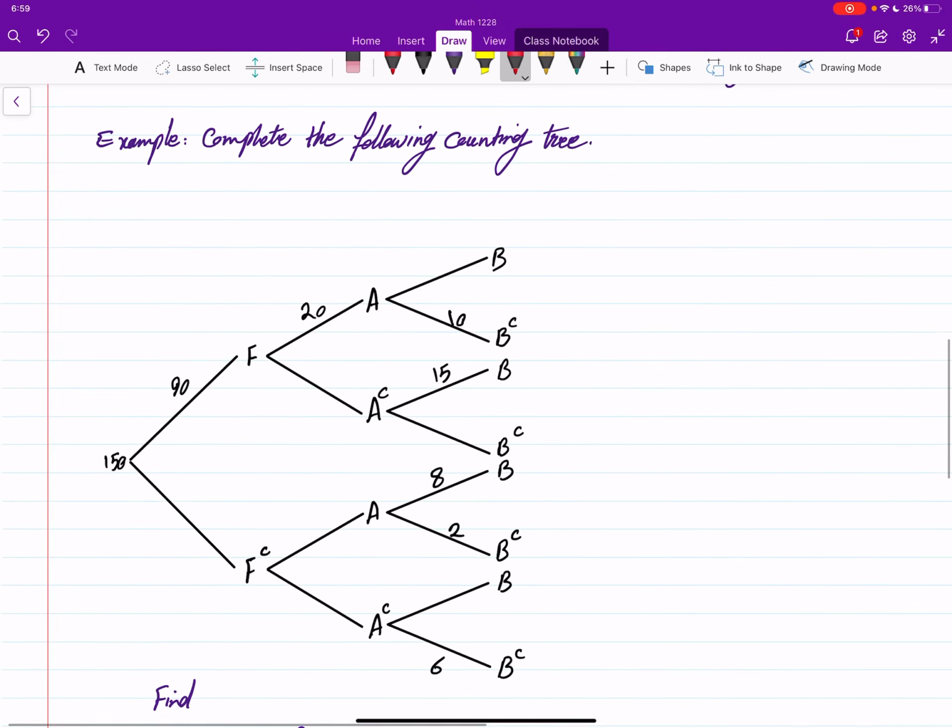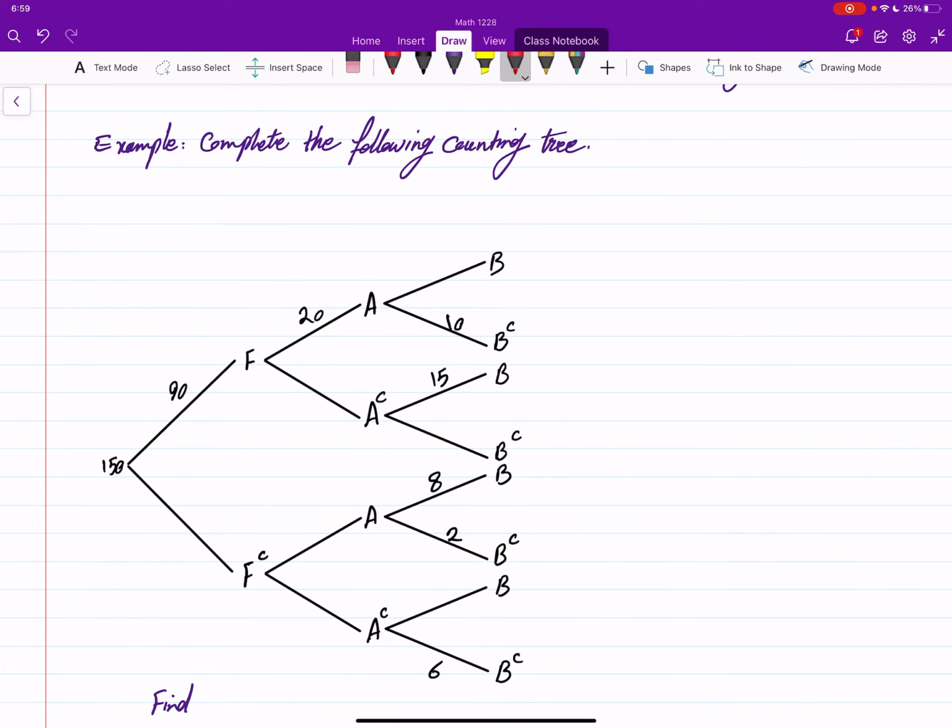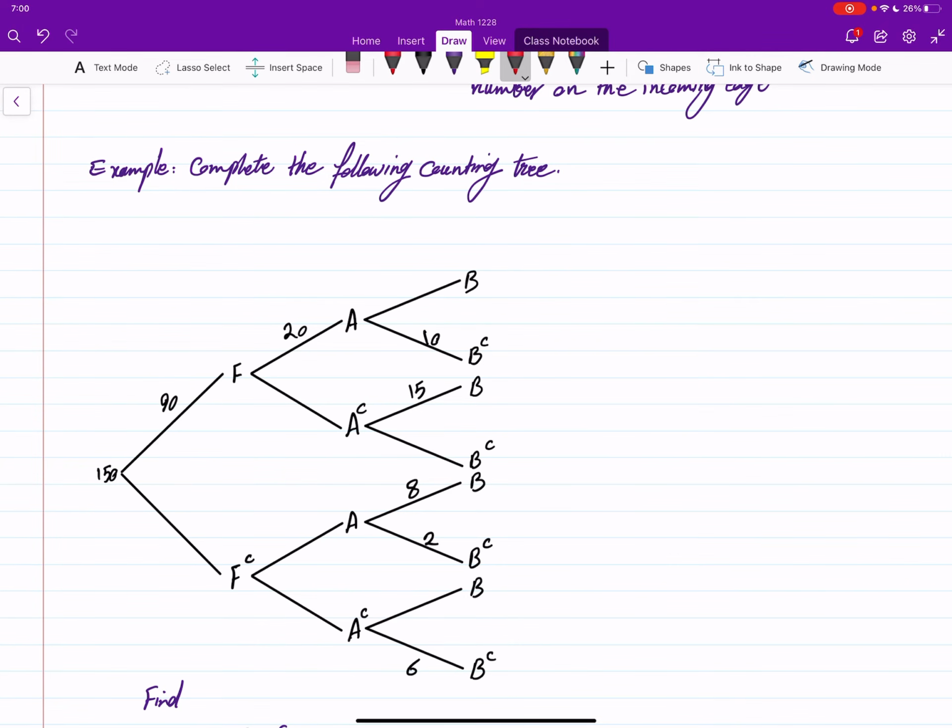We have a counting tree. Some of the numbers are there, some are not. We are supposed to complete it, meaning put in all the numbers that are missing. Right away you notice that N of U here is 150, that's the root. From 150, there's the number 90 on one of the outgoing edges, but the other outgoing edge has nothing yet. These two must add up to 150, so 150 minus 90 will be the label of that edge.